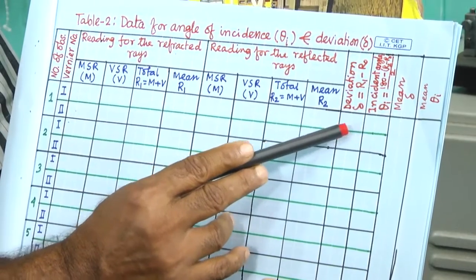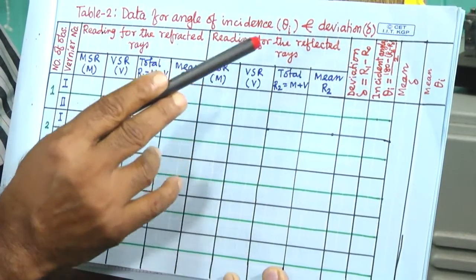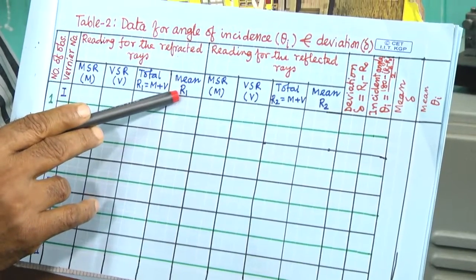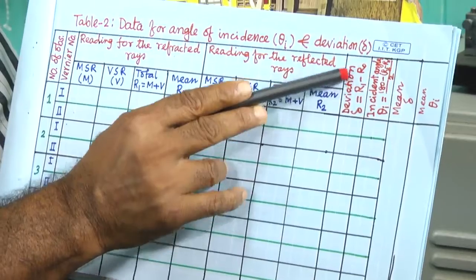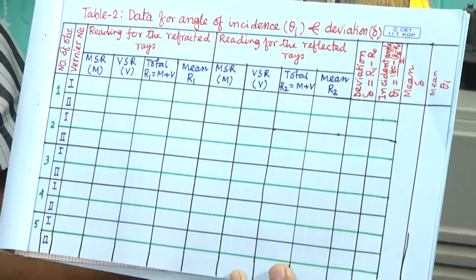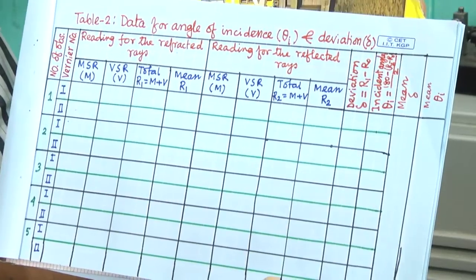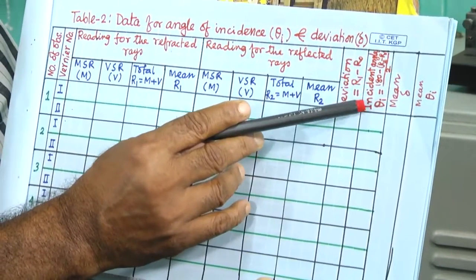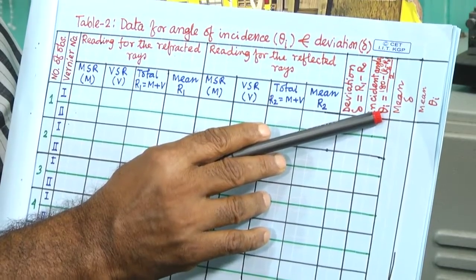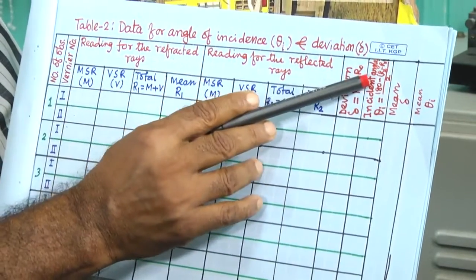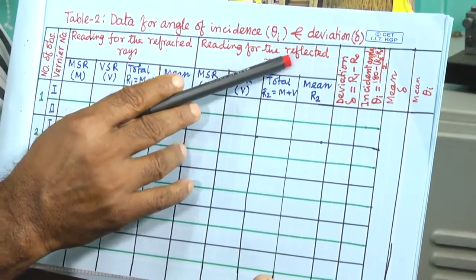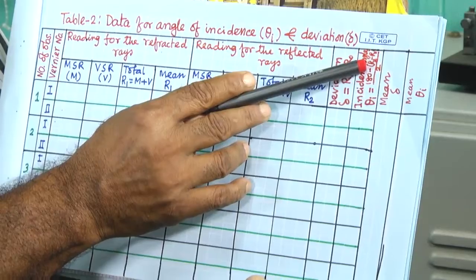So deviation is basically the position of the refracted ray R1 minus R0, the position of the direct rays. From the direct rays, the angle of the emergent rays is the deviation. And the incident angle theta I is equal to 180 minus the position of the reflected rays R2 minus the direct rays R0, divided by 2.